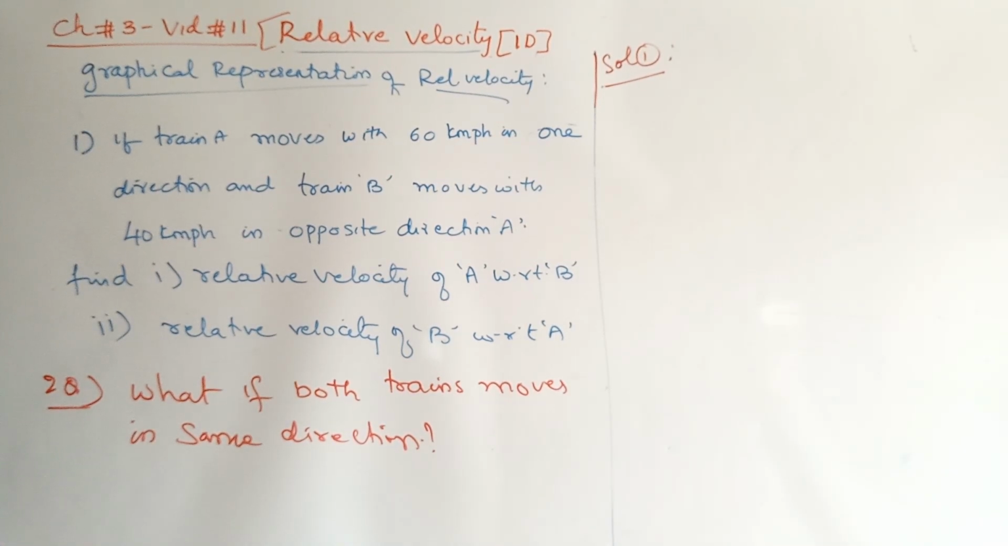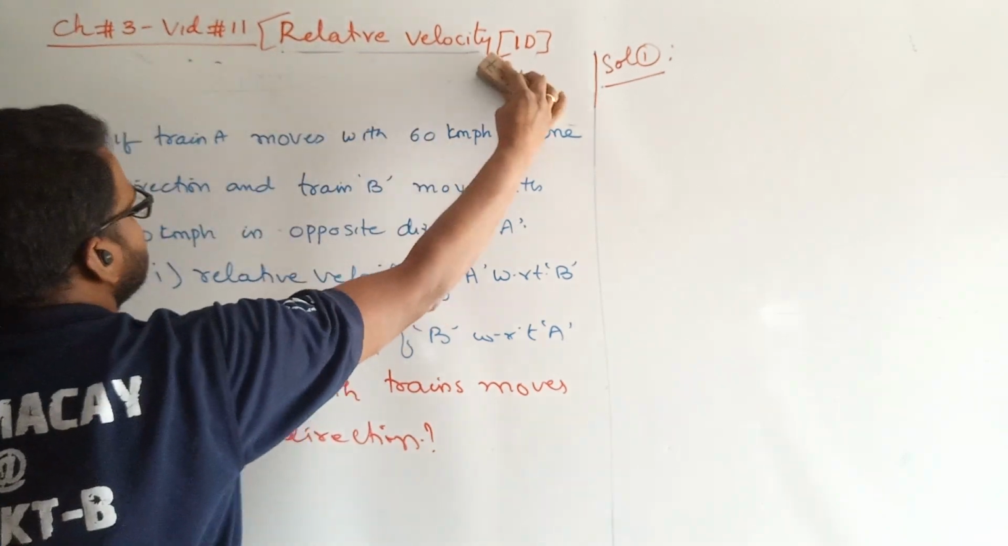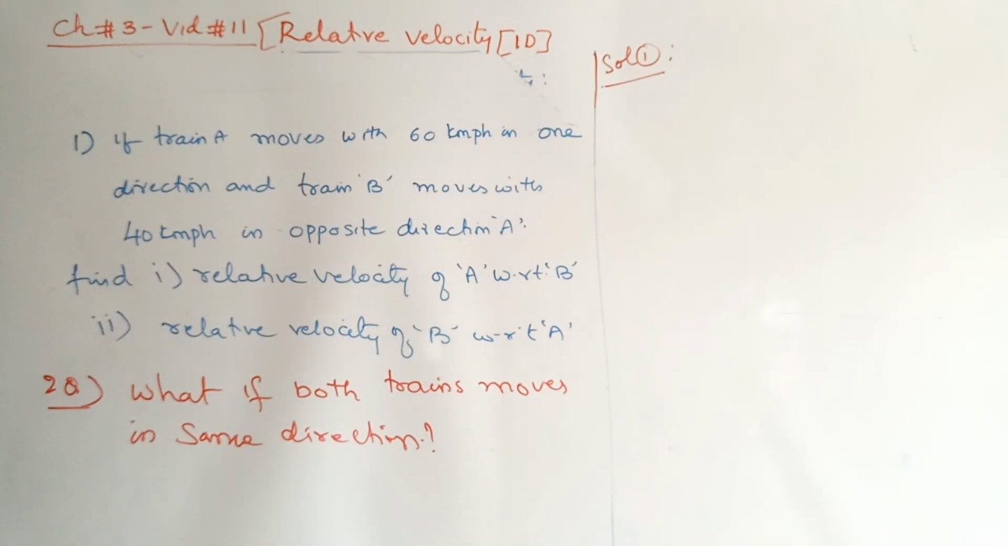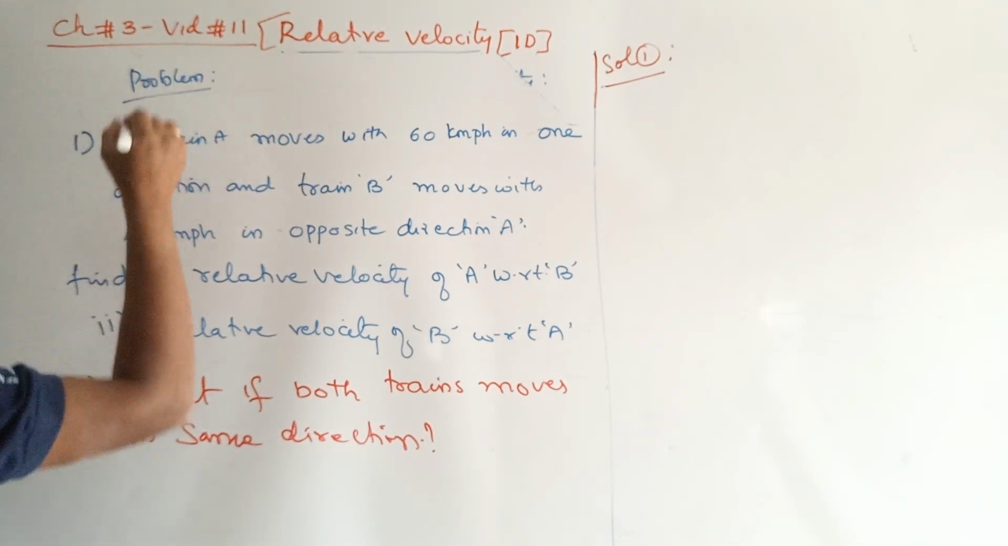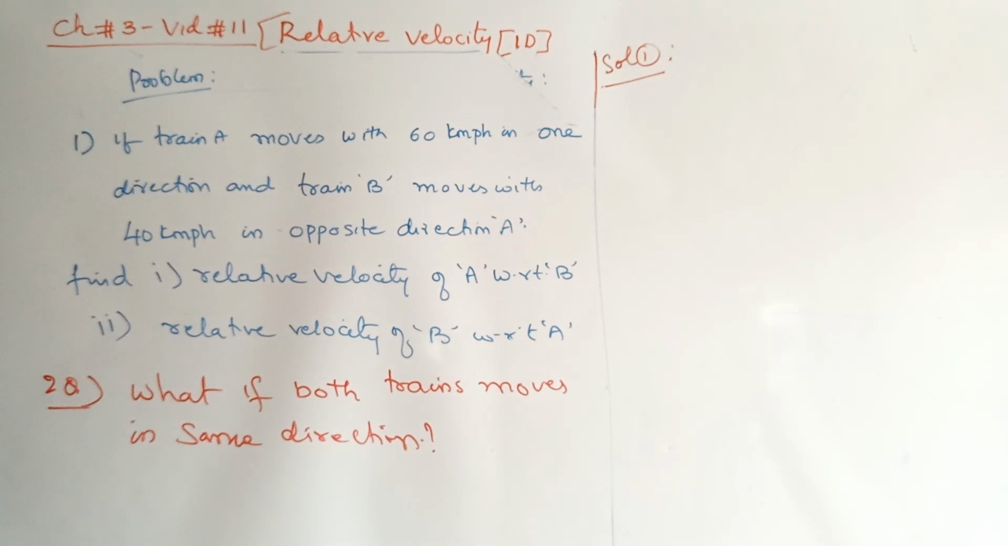Now look at this example to understand this concept of relative velocity problems. In one way it is simple, the only thing is that you should apply that formula VA minus VB. Problem 1 it is. Look at the question now.